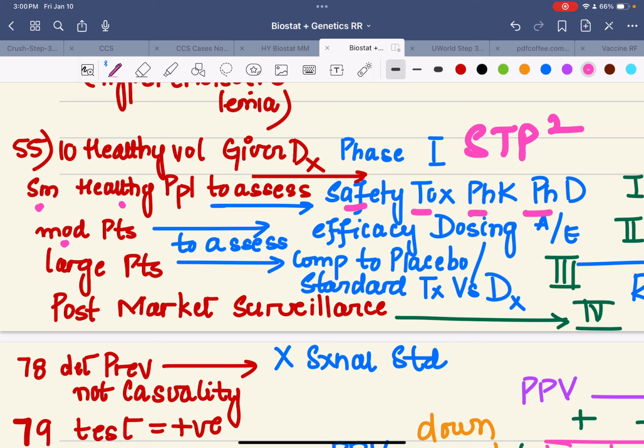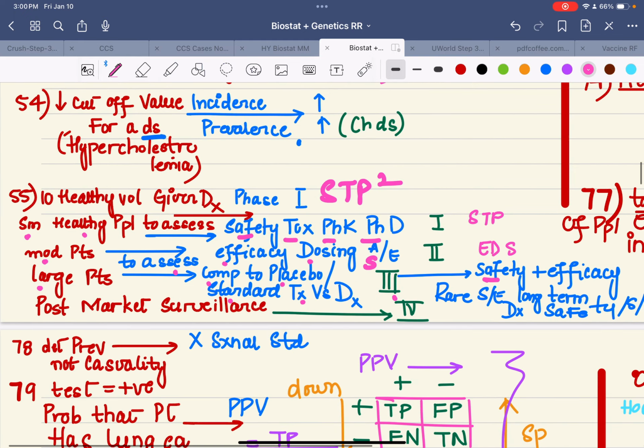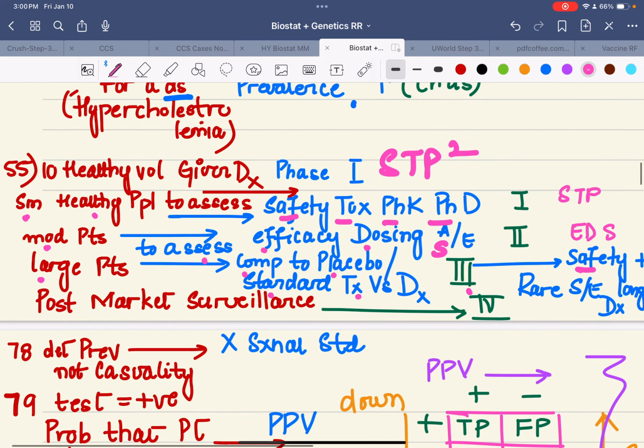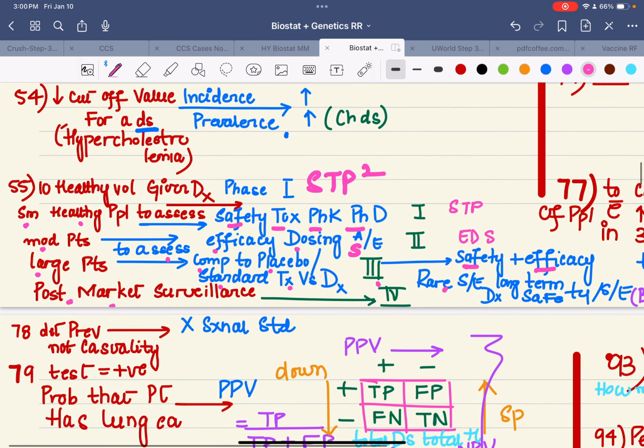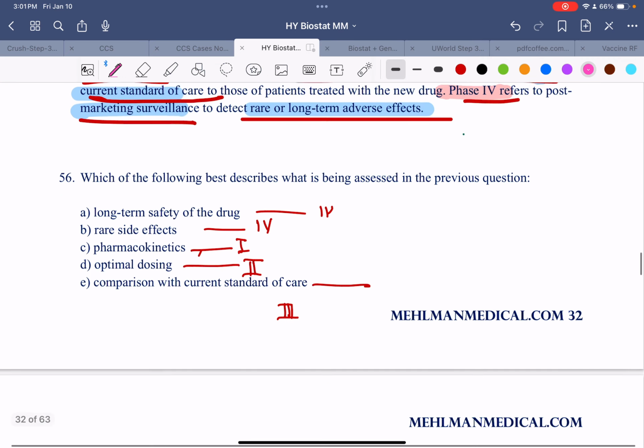Then next we have a moderate number of patients to assess the efficacy, dosing, and the side effects, EDS. That is phase 2. Then a large number of patients, but now we are comparing the new drug to the placebo or the standard treatment. This is known as phase 3, right? And we are also going to assess the safety and efficacy. Once we are doing the post-marketing surveillance, looking for rare side effects or long-term side effects or black box warnings, right? Then this is known as phase 4.